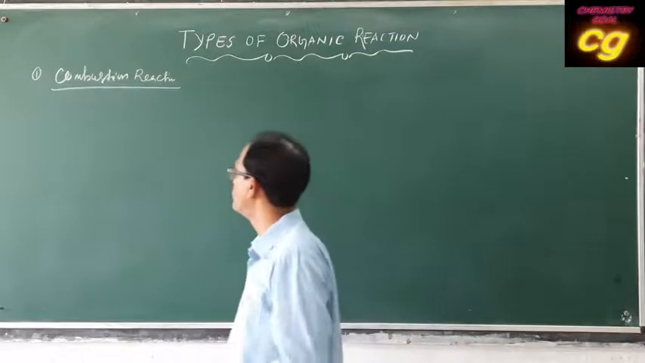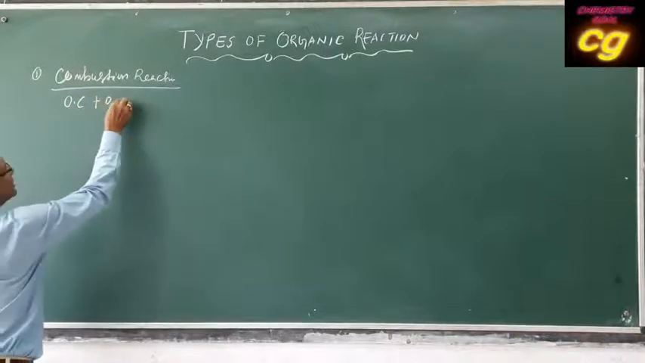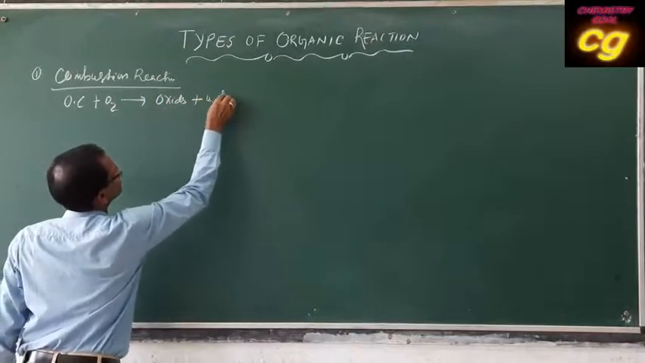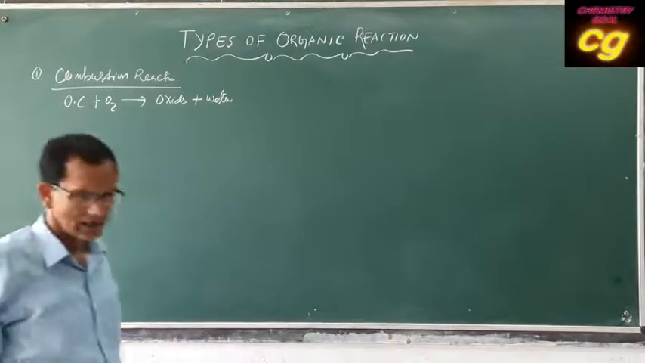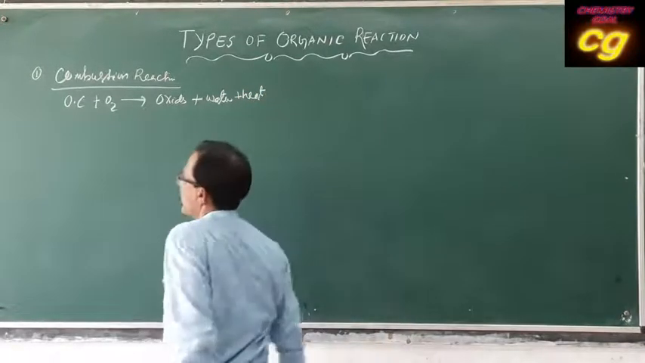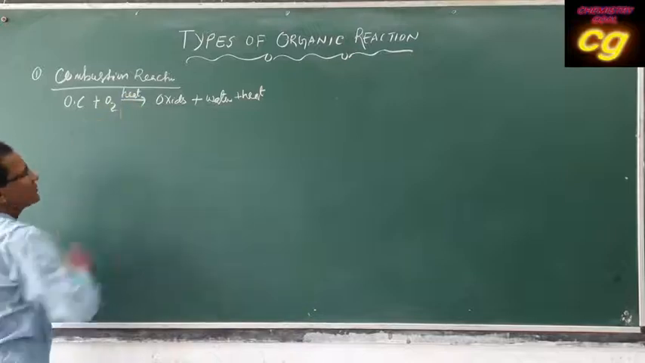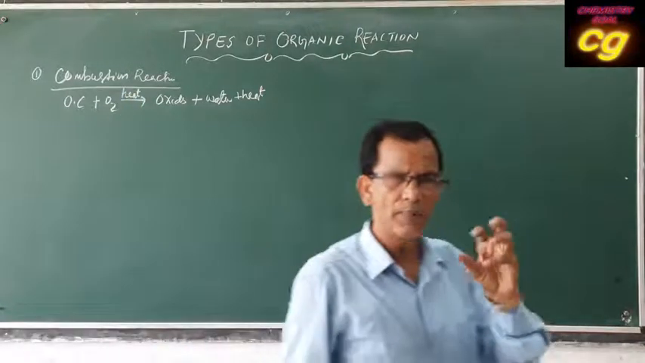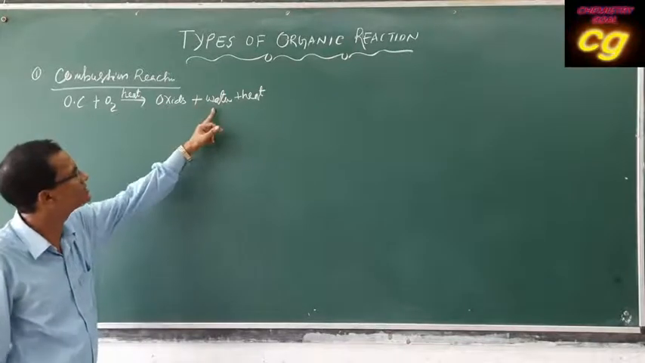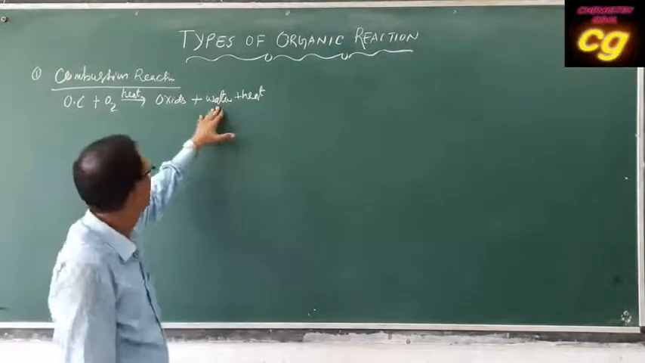Let us see some combustion reactions. Combustion reaction means an organic compound, when burned in presence of oxygen, produces oxides and water. This is a very important specific expression of combustion reaction, and it produces heat. Before this, combustion reaction also requires heat. To catch fire, some minimum heat is required. So an organic compound, when burned in presence of oxygen, produces oxides, water and heat. Why is water produced? Because an organic compound has what? Hydrogen. That's why it is combustible.